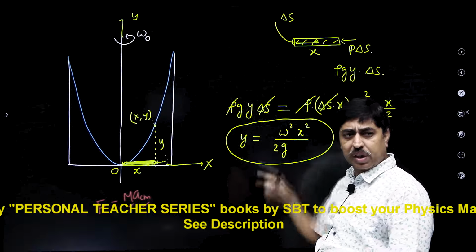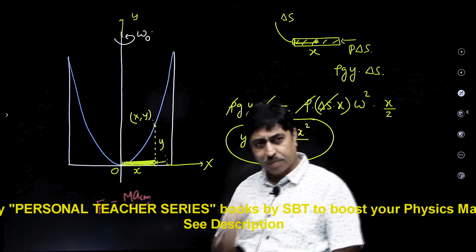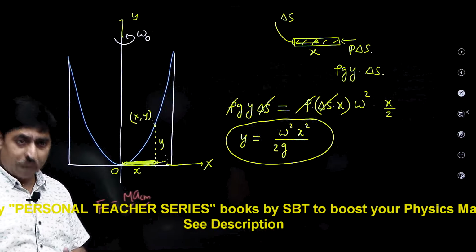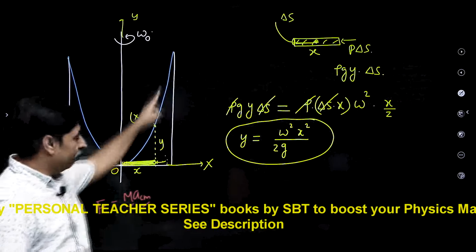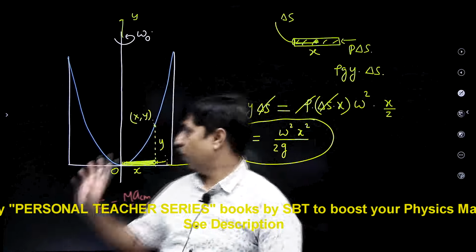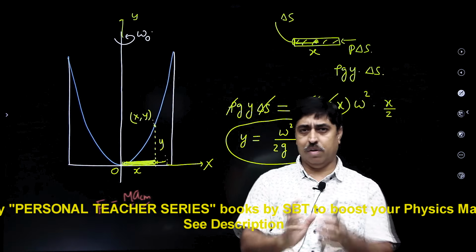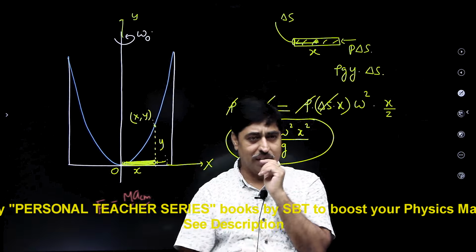So, this relation is nothing but the equation of the curve. So, y is some constant into x square, which is a parabola. So, this curve is a parabola. If you rotate it in 3 dimensions, of course, it will become something like this, and that is how the water surface will look like. I hope you understand this.